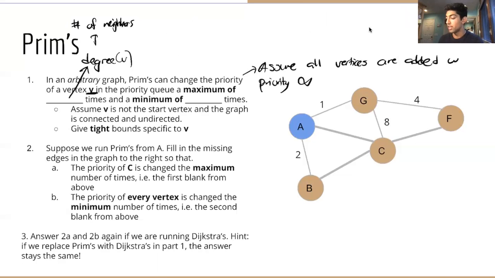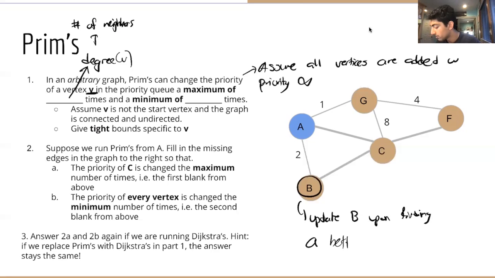Okay, the reason for that is when we're executing Prim's, let's take the vertex b for example, right? We update the priority of a given vertex if we find a better way to connect that vertex to the MST, right? We update b upon finding a better way, okay? So potentially every edge that's outgoing from b gives us a better way to connect b to the MST, right? So since b has 2 outgoing edges, we could change the priority of b twice, right?